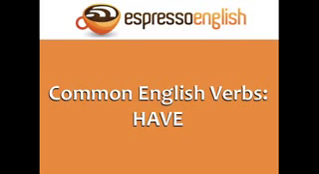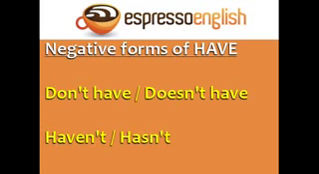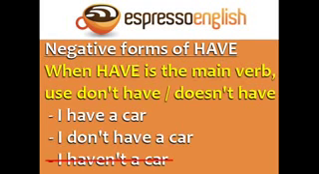Common English verbs: have. There are two ways to make the negative form of the verb have: don't have or doesn't have, and haven't and hasn't. When have is the main verb, meaning possession, then the negative form is don't have and doesn't have. For example, I have a car. I don't have a car. It's incorrect to say I haven't a car.